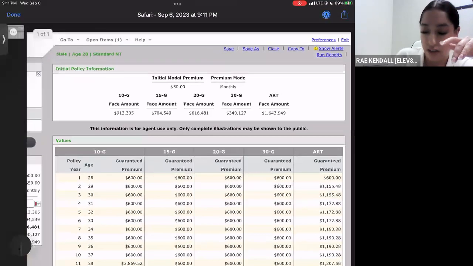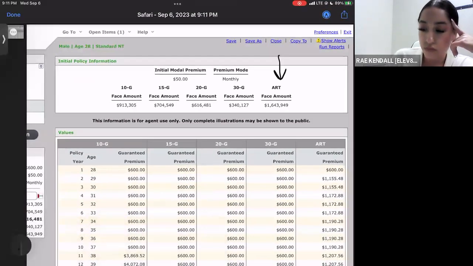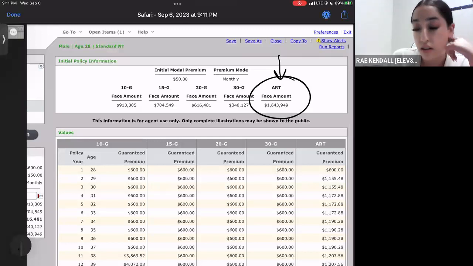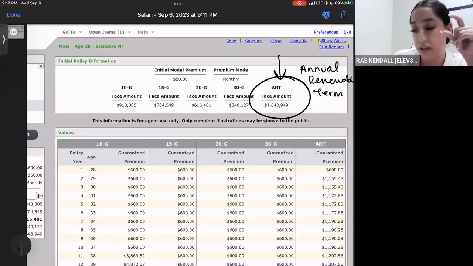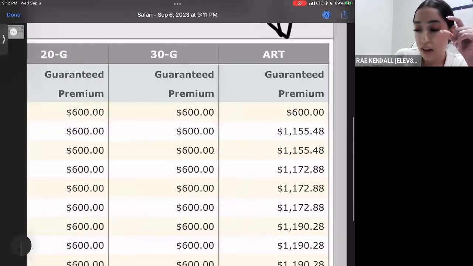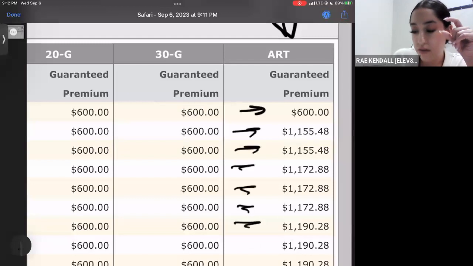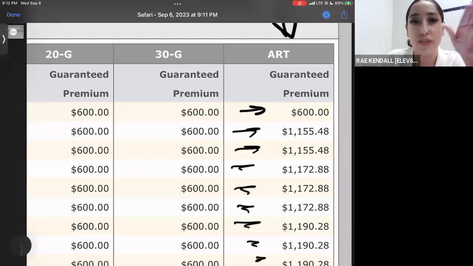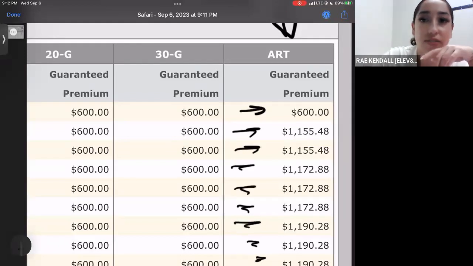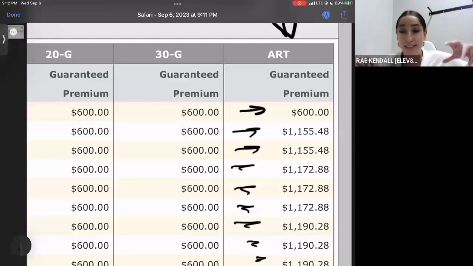Does anyone know what this is, the ART? So ART stands for annual renewable term. It means it starts small and increases every single year. So if you go to the ART section, it starts at $50, but immediately year after year will increase. I never sell these. They increase very fast. And most clients are freaking out by year 3. They're like, what is going on, right?